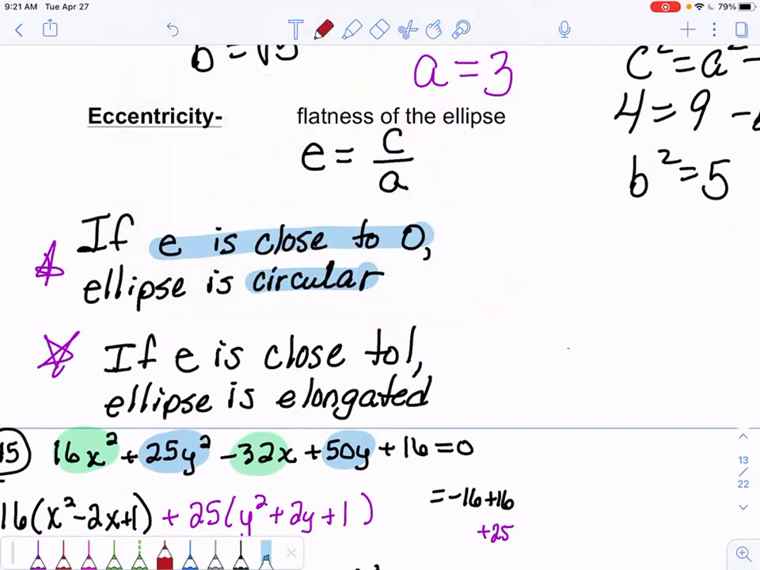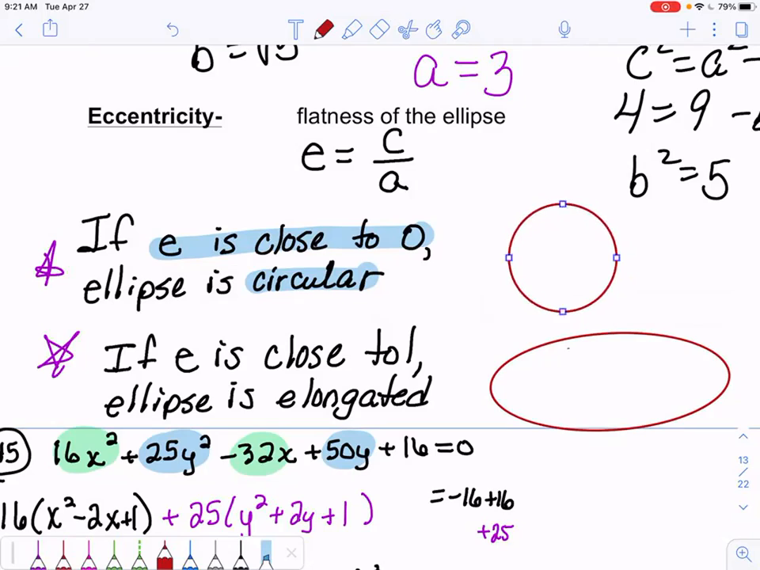So do you have an oval? Oh. Or, there we go. Is it more circular? Which that one actually picked up a circle.